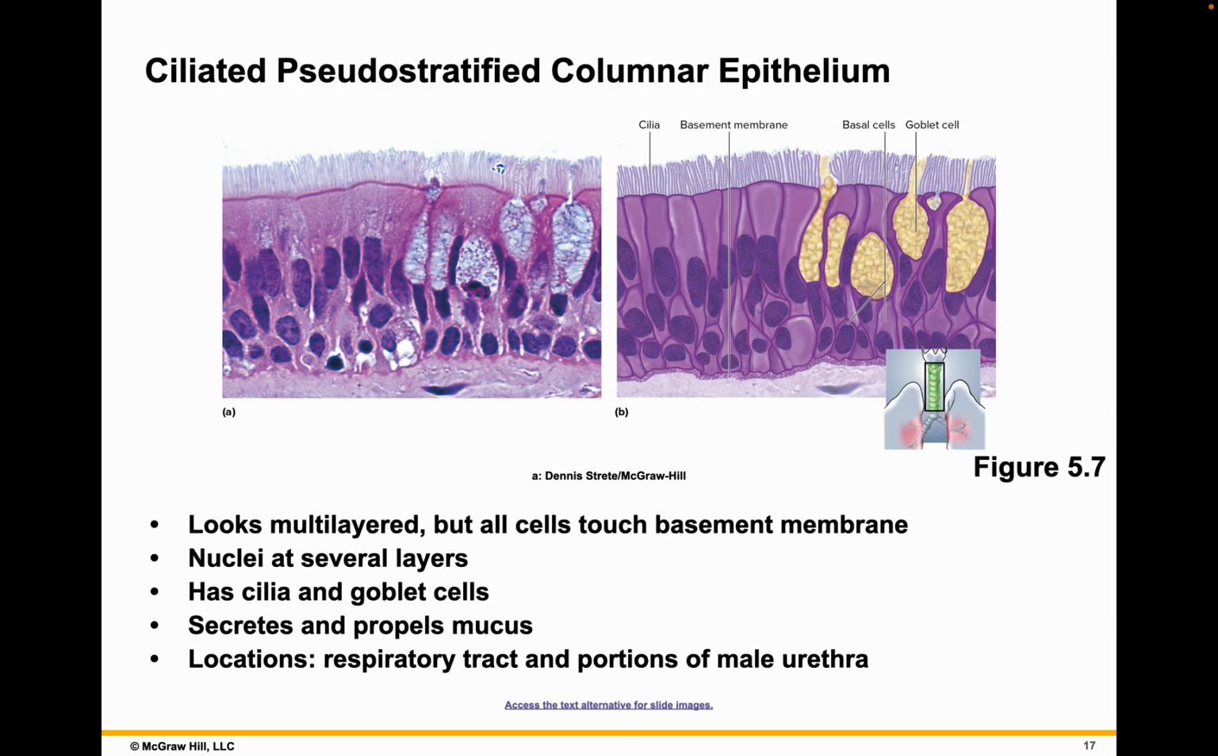Ciliated pseudostratified columnar epithelium, again, looks multi-layered, but all the cells are in contact with the basement membrane. The nuclei tend to be at different layers. They often have cilia and goblet cells. They are secreting and propelling the mucus along their surface. We find them in the respiratory tract and portions of the male urethra.